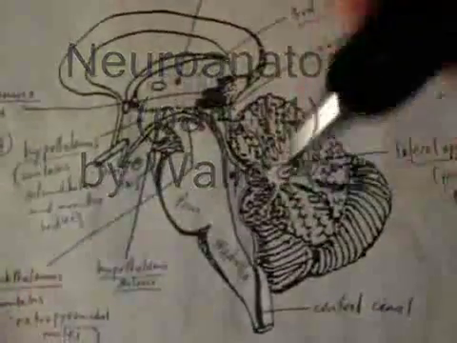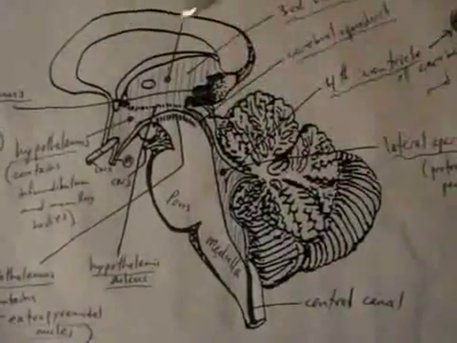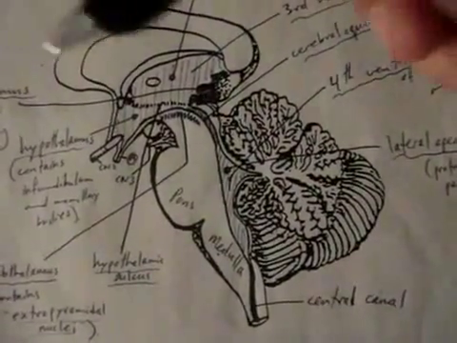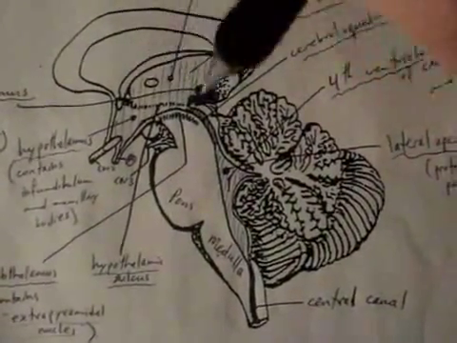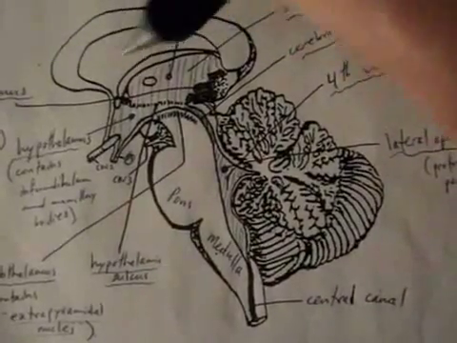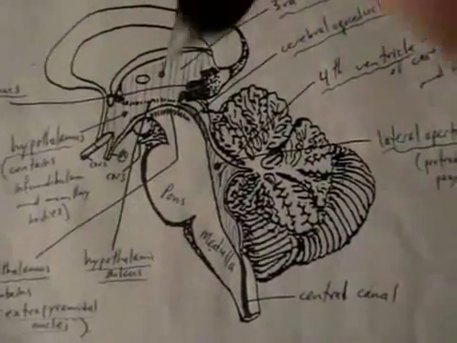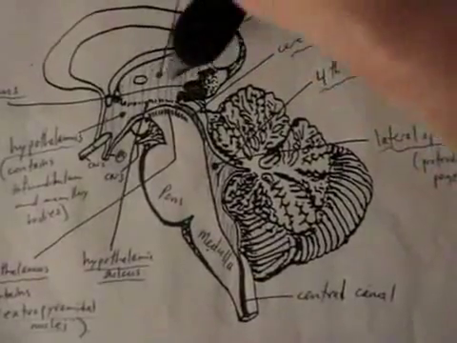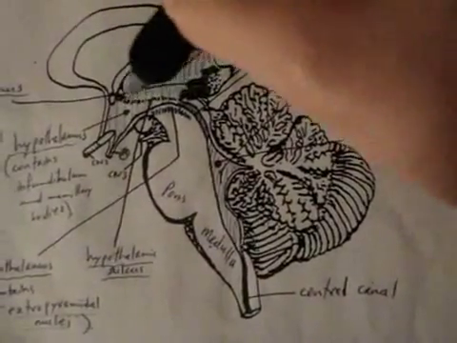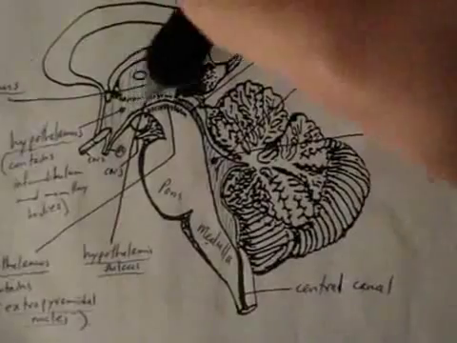This here is just the cross section showing only the brainstem. So there's your diencephalon, there's your corpus callosum, septum pellucidum. The cerebrum has been removed. There's your diencephalon, the thalamus, hypothalamus, separated by the hypothalamic sulcus. The two are separated by that.